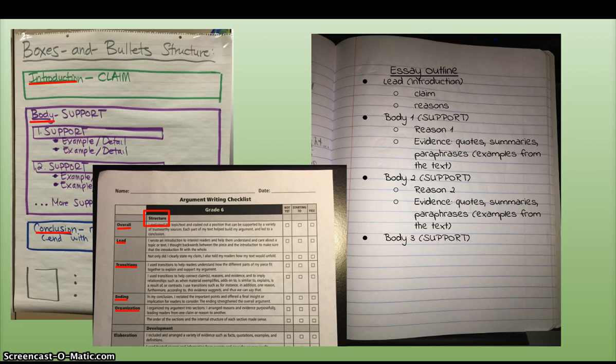Some of you might have a third reason, so you're going to have a third body paragraph, a third support paragraph. You're going to include the same things as the other support paragraphs, just about your third reason instead of the other ones. Then, of course, you need an ending.